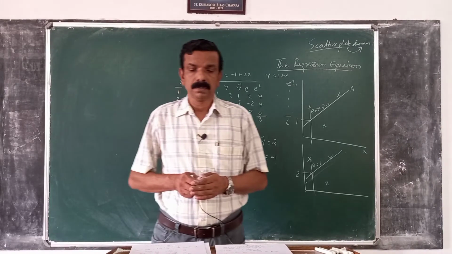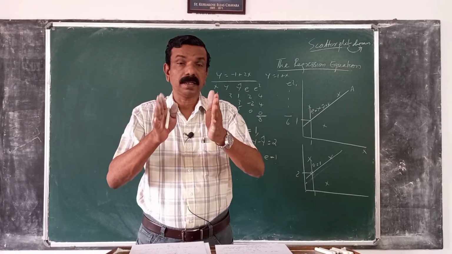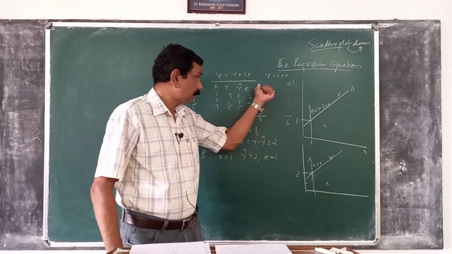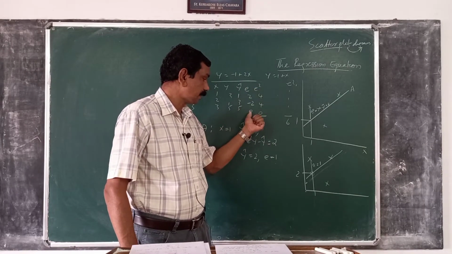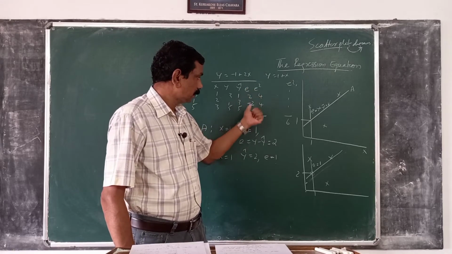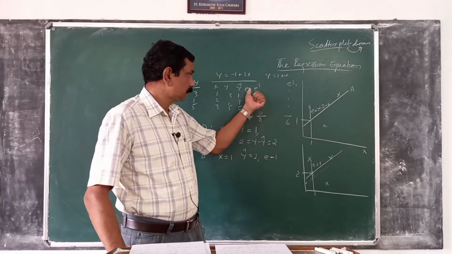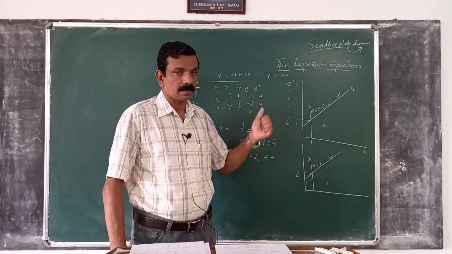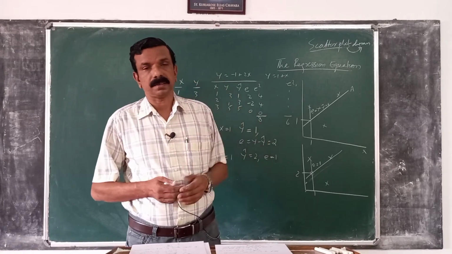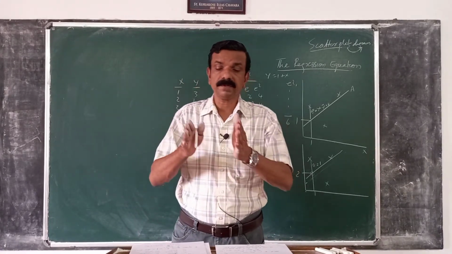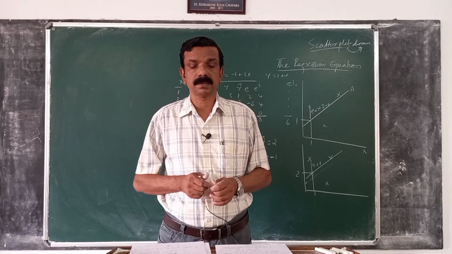Now, the line of best fit is the line with the smallest squared errors. Why do we take the squared error? Because when we add the errors together, they become 0. It is 2 plus minus 2, 0. So to avoid this possibility, we square the differences. And the line of best fit is the line with the smallest squared errors.